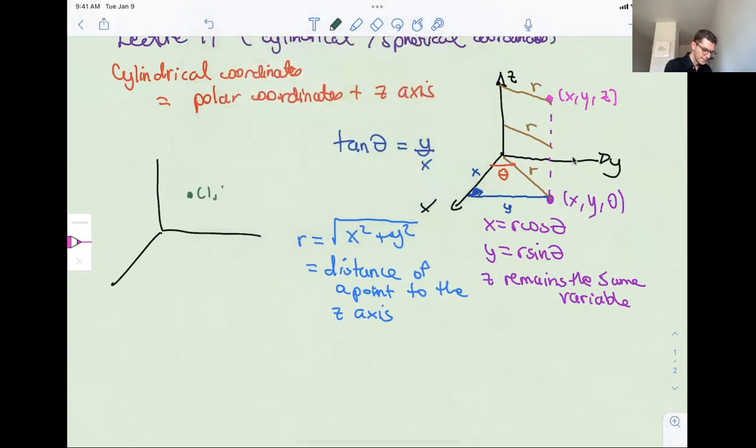Professor, one question. When you say z remains the same variable, do you mean it doesn't change into a trig function? I mean that when we did polar coordinates, we got rid of x and y, right? Because we changed everything in terms of r and theta. What I'm saying here is that when you see something with z, you still leave it in terms of z. You're not trying to convert z in terms of anything else.